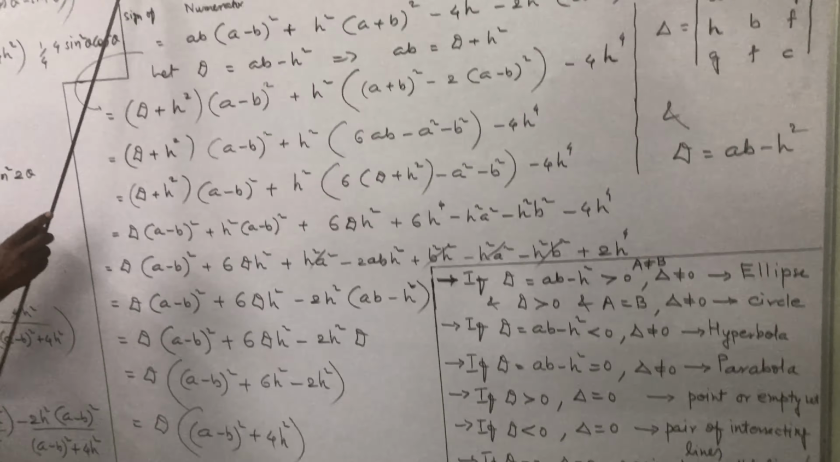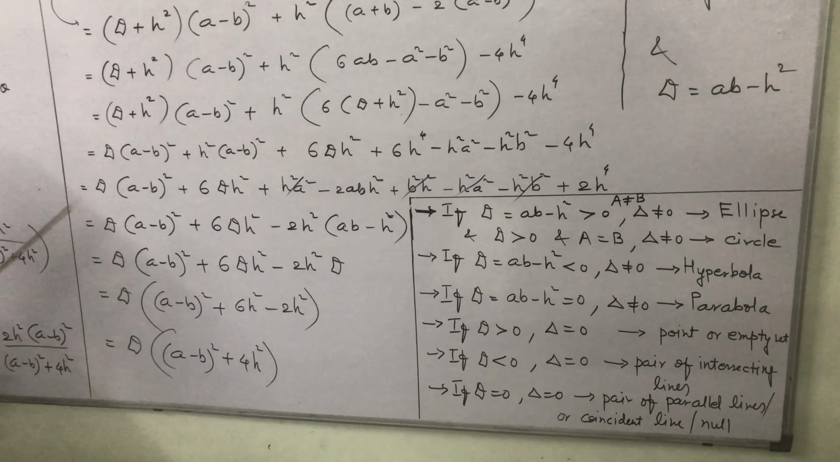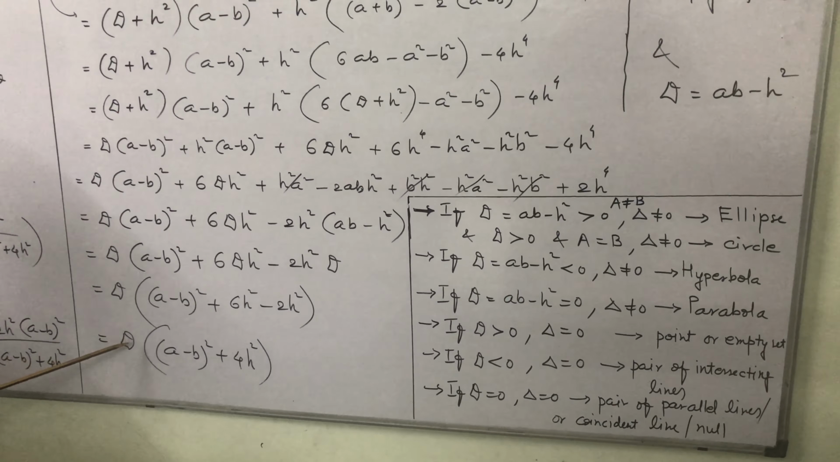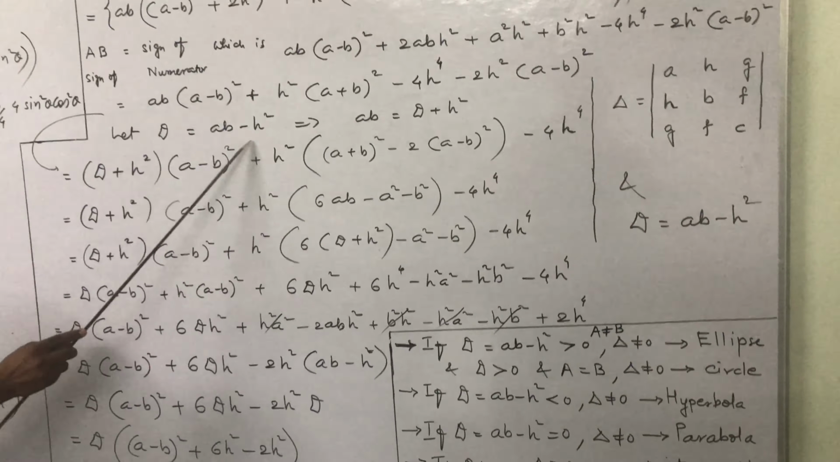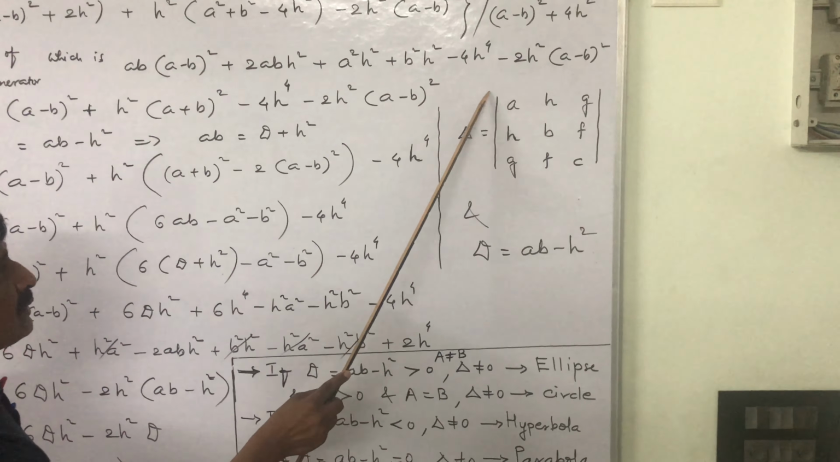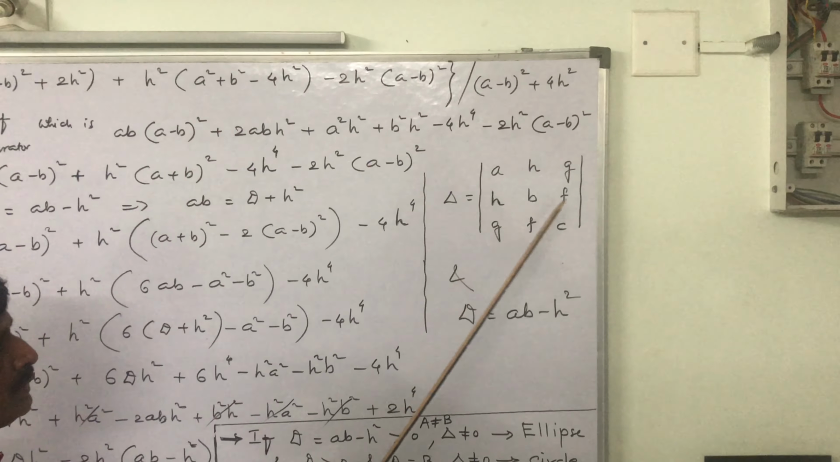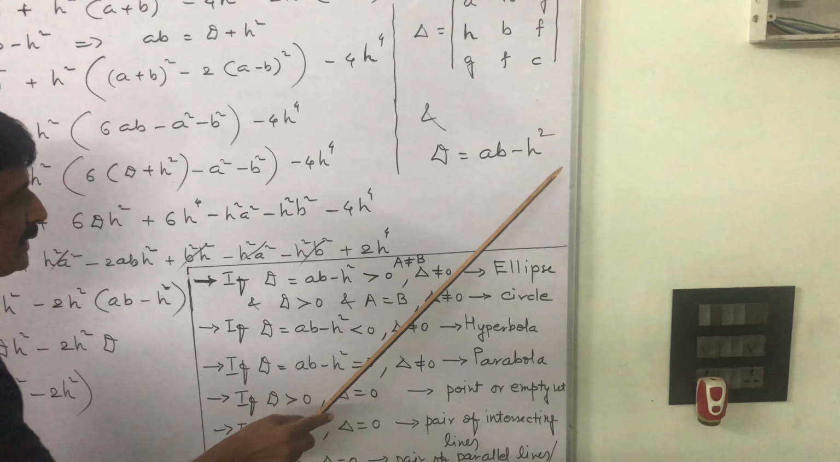So the sign of the product ab, that is whether it is positive, negative or 0, depends on d only. And what is d? ab minus h square. And delta is the class 12 maths determinant of a, h, g, h, b, f, g, f, c. And we have selected d as ab minus h square.